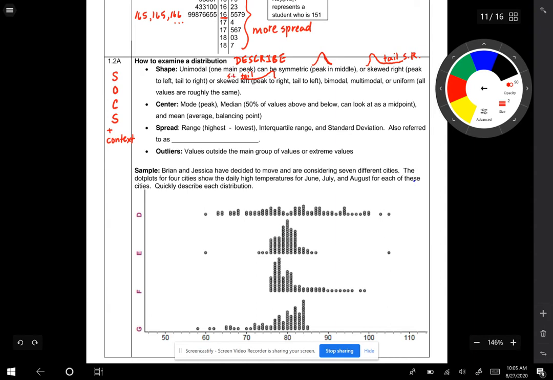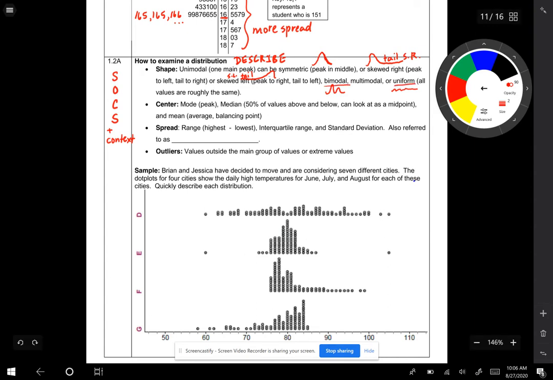Okay. It can be bimodal. Looks something like this. It could be multimodal, have many modes, or it could be uniform, pretty much where it's pretty flat. It doesn't have to be a straight line, but all values are roughly the same.